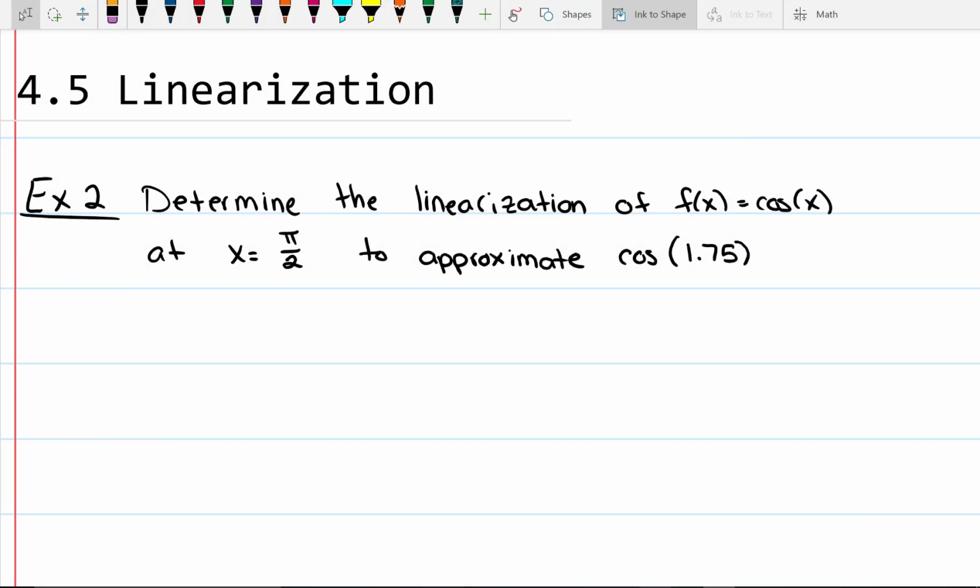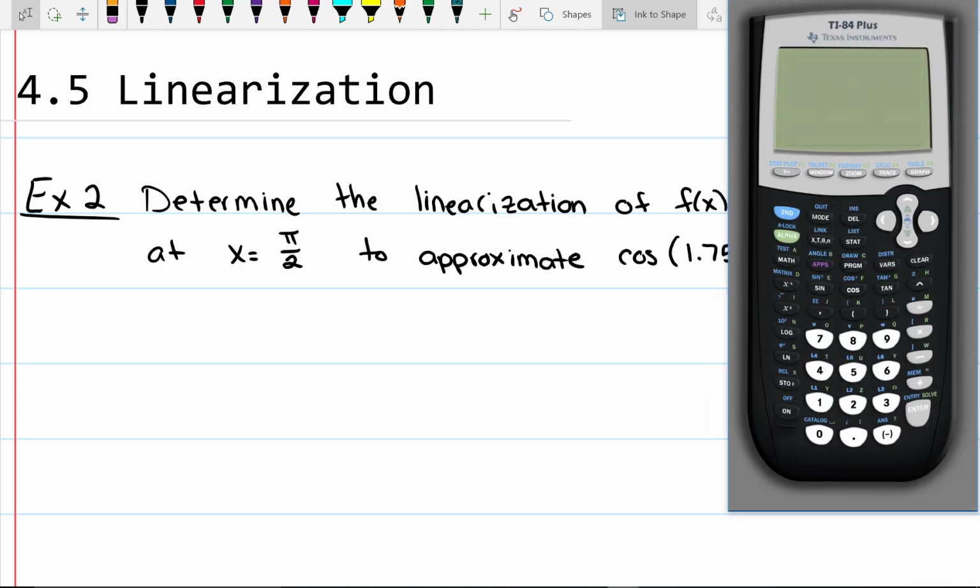Example 2: we're going to determine the linearization of f(x) = cosine of x at x = pi over 2 and use that to approximate cosine of 1.75. Keep in mind that pi is roughly 3.14, and if we divide that by 2, you get 1.57, so 1.75 is relatively close.